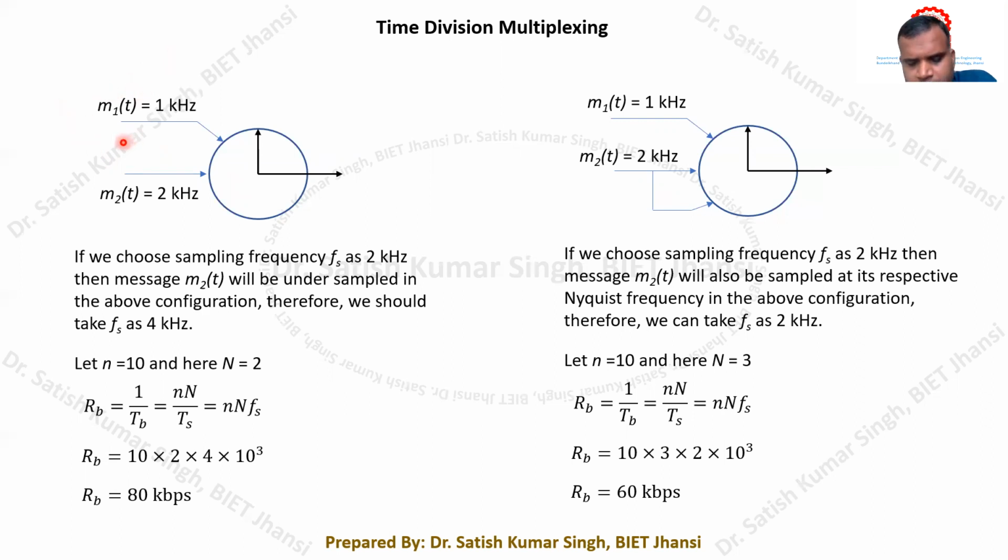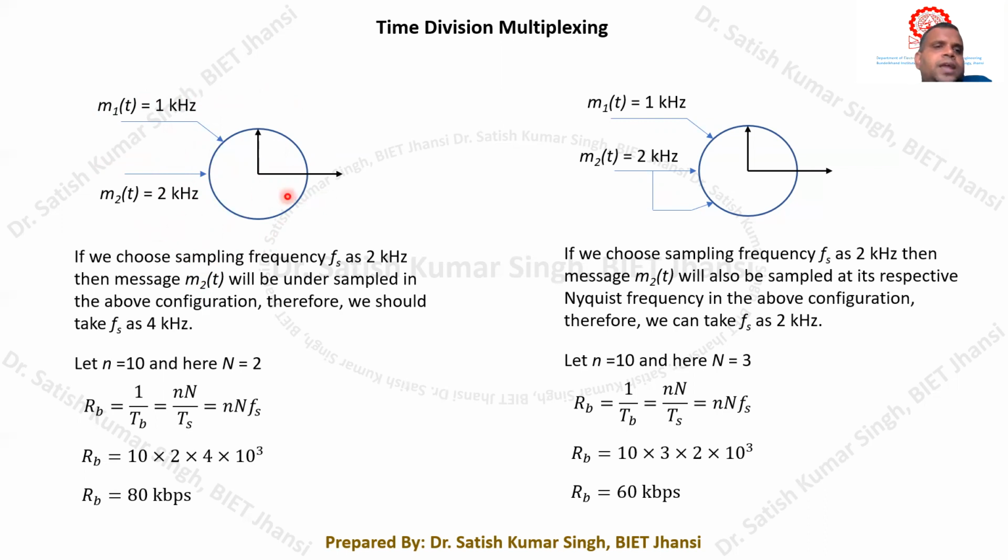Oversampling is not a problem. You remember that even if you do oversampling, it doesn't make any difference. We will be able to reconstruct the original message signal. But undersampling we cannot perform, because once we do undersampling, the message signal cannot be recovered from its sampled version. So in this particular configuration, the way we have shown the message signals connected to this commutator, the sampling frequency cannot be 2 kilohertz; the sampling frequency we have to choose is 4 kilohertz.